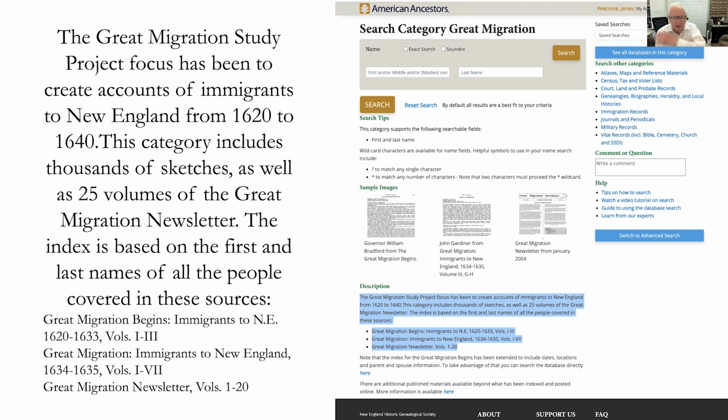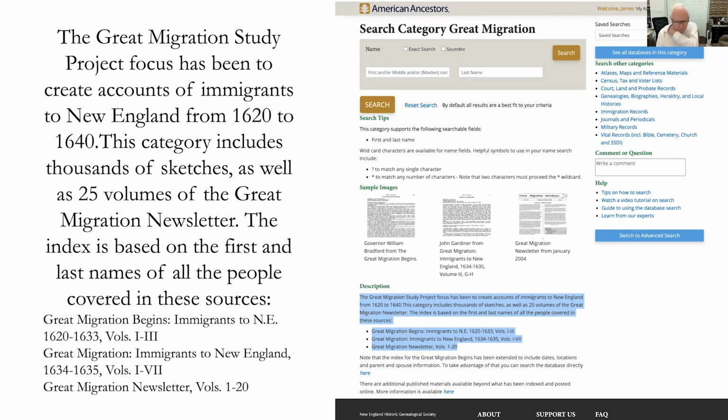It's in the BYU Family History Library as books, but once again, this is a searchable database on American Ancestors, and it's being expanded, and volumes are being published. The first volumes come from 1620 to 1633, and then the second set is from 1634 to 1635. And they'll continue this up till 1640.